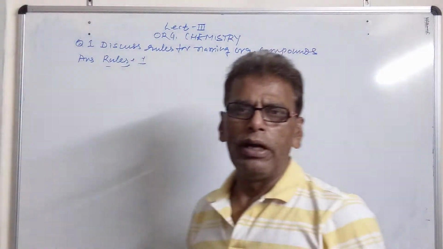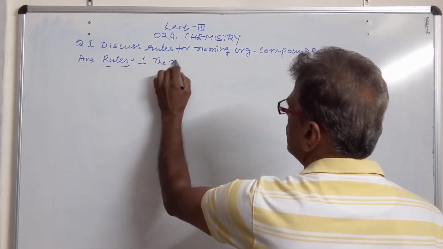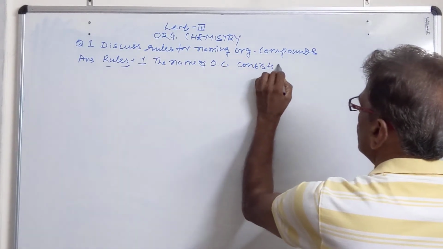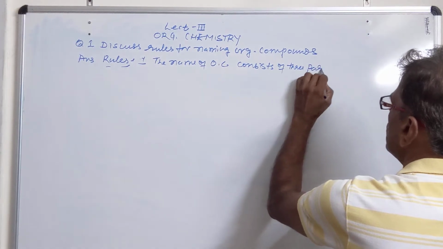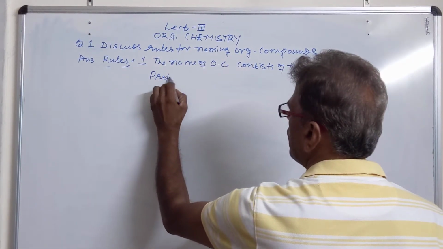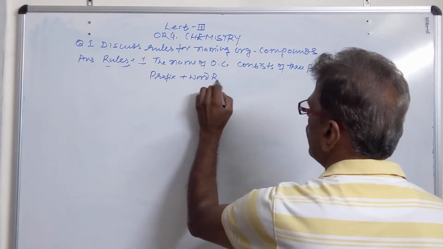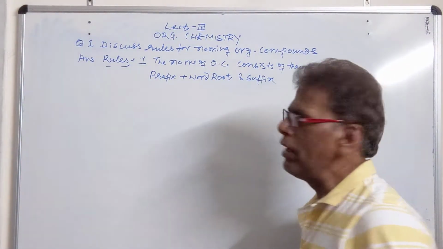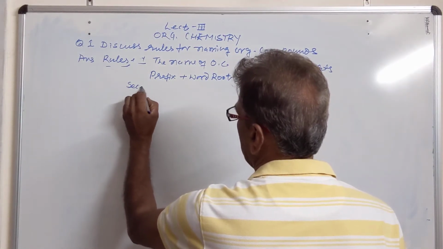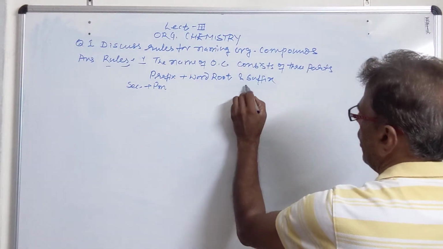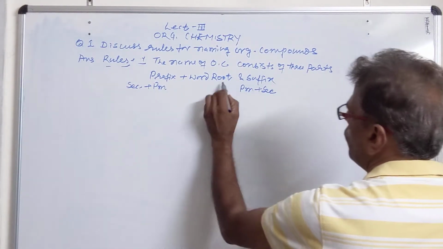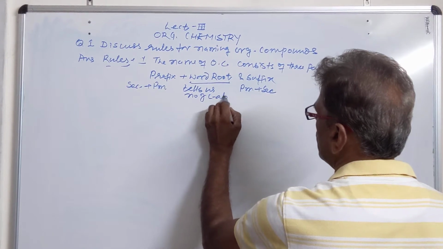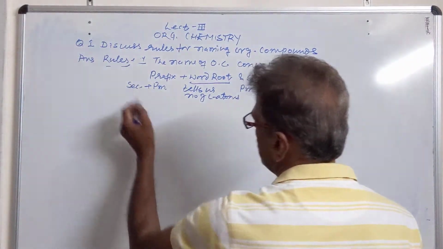Number 1. The name of the organic compound consists of 3 parts. They are prefix, word root, and suffix. We have already discussed them in our previous lecture. Prefixes are of 2 types, secondary plus primary. Suffixes are of 2 types, primary plus secondary. Word root tells us the number of carbon atoms. And we have demonstrated it by example.